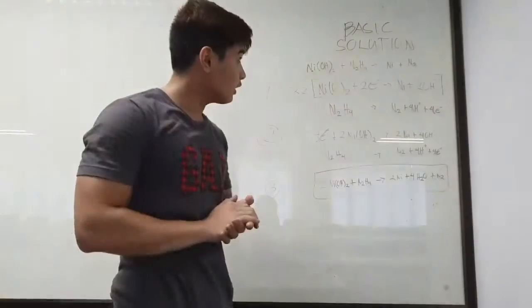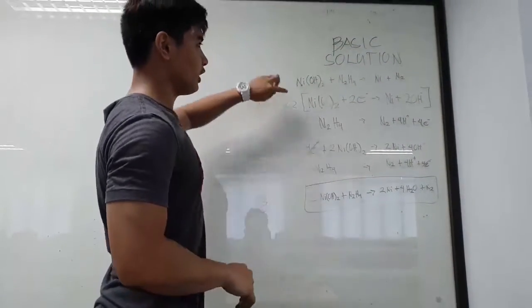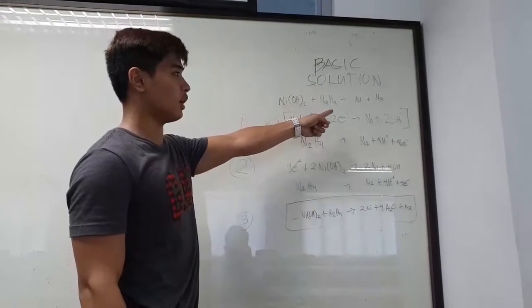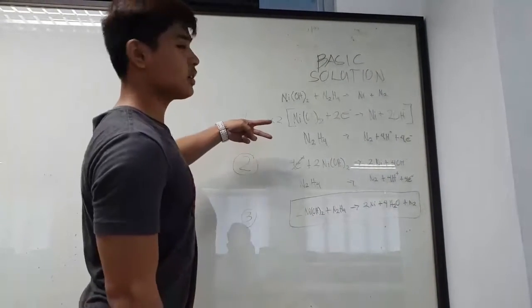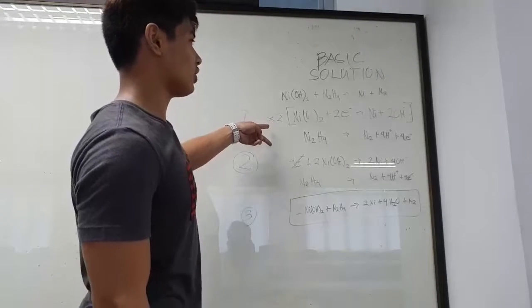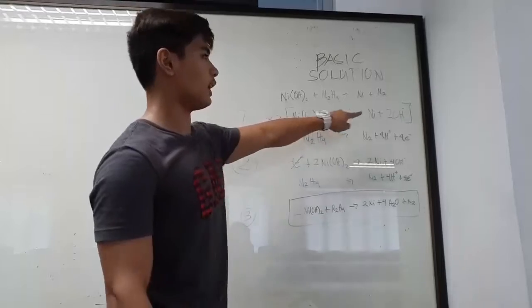Good day everyone. Now I'm going to help you learn how to solve in basic solution. Here is our given: Ni(OH)2 plus N2H4, and for the product side, Ni plus N2. First, we must separate the elements into half reactions. This is the first element, Ni(OH)2 and the Ni.